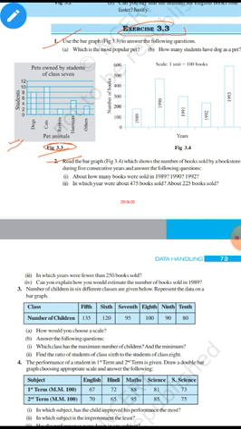This bar graph has been drawn between the number of students who like some pets. Pets are here: dogs, cats, rabbits, hamsters, others. Along the y-axis, number of students is written, and along the x-axis, pet names are written here. So the first question is: which is the most popular pet?